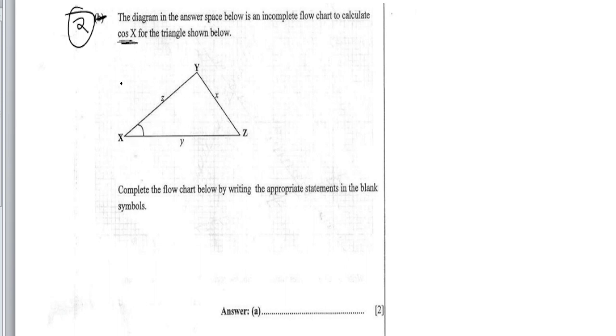If you're given the following, you can find cos x by using what we call the cosine rule. So before you can even start answering, let's first identify that we can use the cosine rule. This is a rule in trigonometry that you're supposed to be aware of. The cosine rule states that c squared is the same as a squared plus b squared minus 2ab cos c.